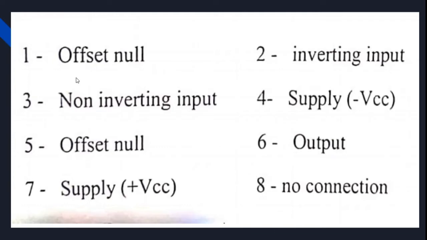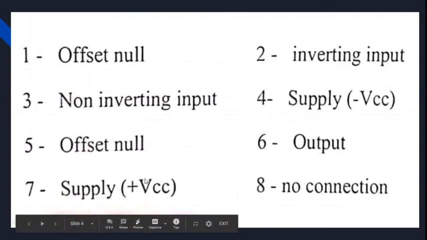The first terminal represents the offset null. Then the second one represents the inverting input. The third one is the non-inverting input. Then fourth, we can give the negative power supply to the fourth leg. Then the fifth one is offset null. Then sixth one, we can take the output from the sixth terminal. Then we have to give the positive power supply to the seventh terminal. Then there is no connection for the eighth terminal.